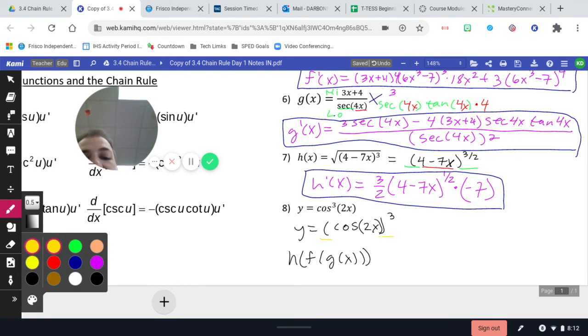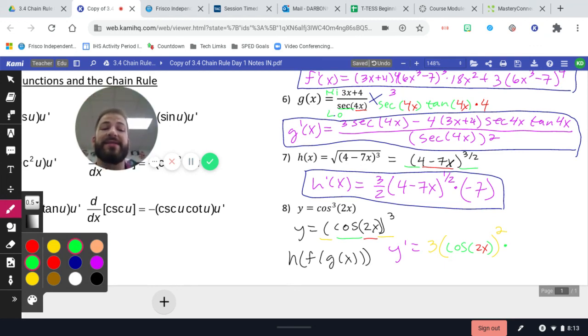So our furthest outside function is this cubed. Then we have our cosine, and then we have our 2x all the way on the inside. First, once I find my y prime, I'm deriving my outside function. My outside function is 3 parentheses squared, and everything on the inside stays the same: cosine and 2x. Then I multiply by the derivative of the inside.